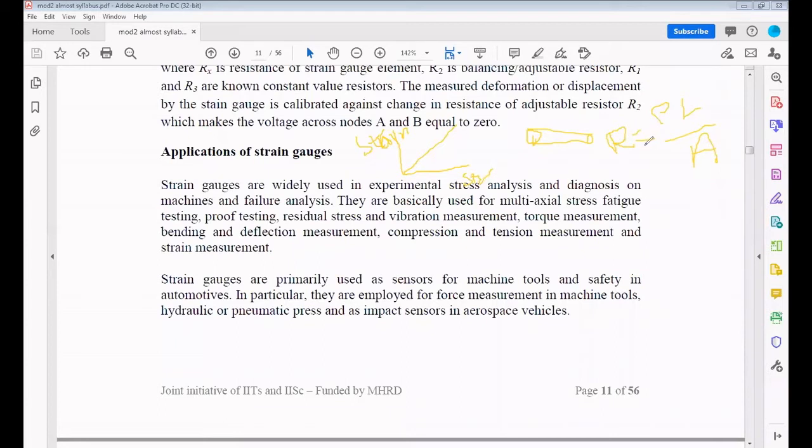Anyone? Hello, are you there? What is the relation between resistance and cross-sectional area?